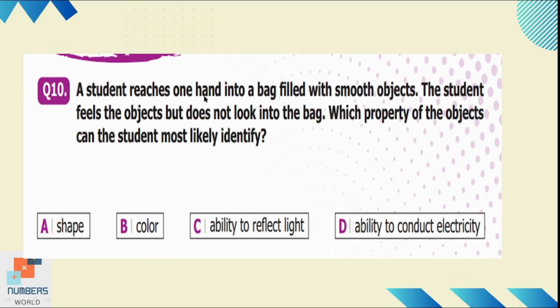Question number 10. A student reaches one hand into a bag filled with smooth objects. The student feels the objects but does not look into the bag. Which property of the objects can the student most likely identify? Option A shape, B color, C ability to reflect light, D ability to conduct electricity. So when he touches the objects with his hand, he can feel the shape of the objects only. So option A is the correct option here.